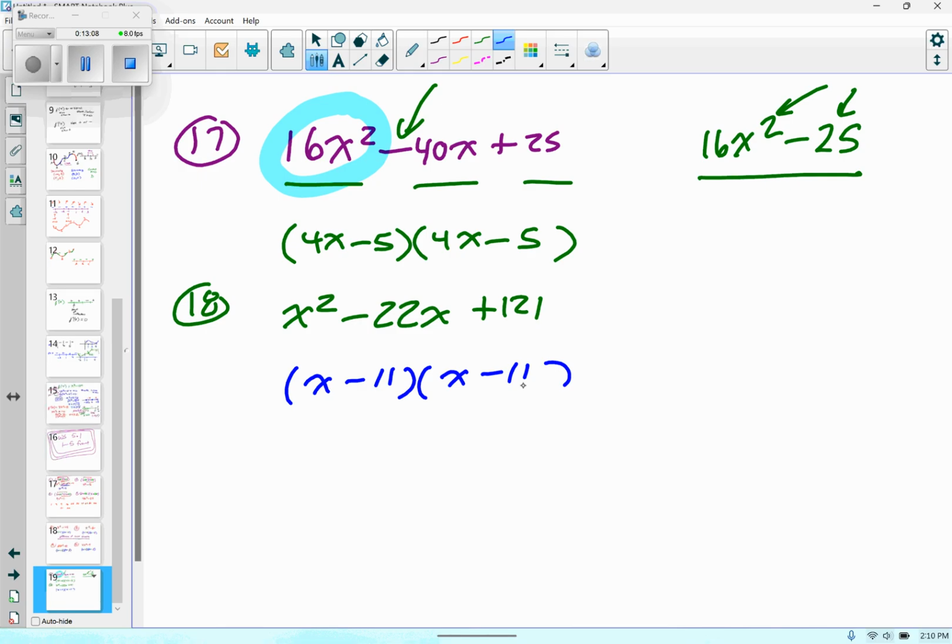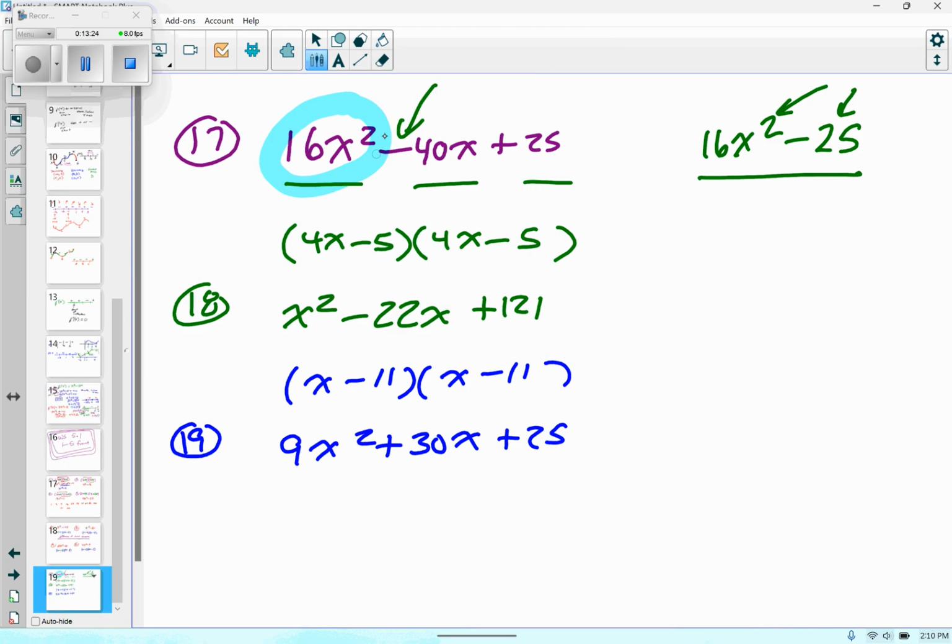Let's see if we have some others that might be that way. My goal is to see if we can get this done before we leave. Can we? All right, let's take a look at this one. The first thing we need to look at is the first and the last: are they perfect squares? What times what gives me 9x squared? 3x and 3x. What gives me 25? 5 times 5. All the signs are positive, agree?